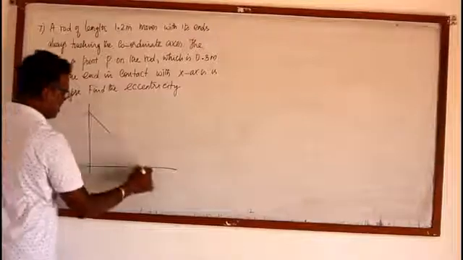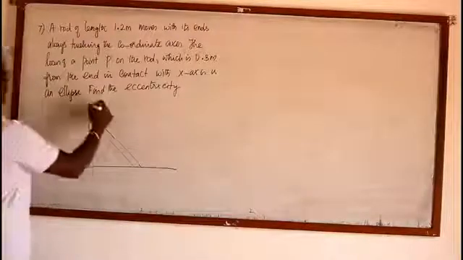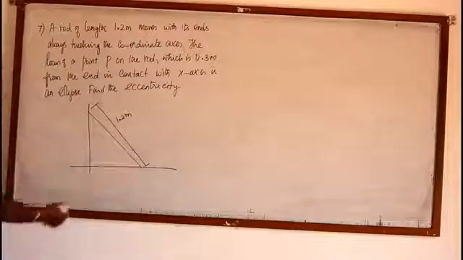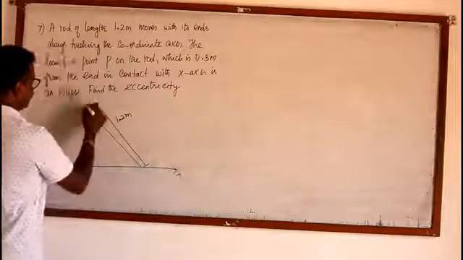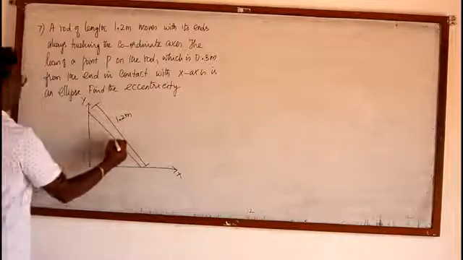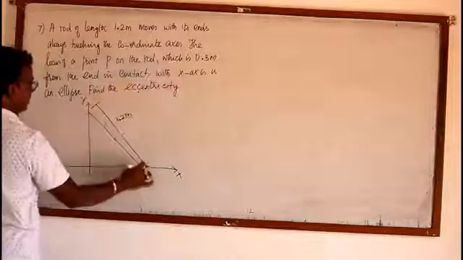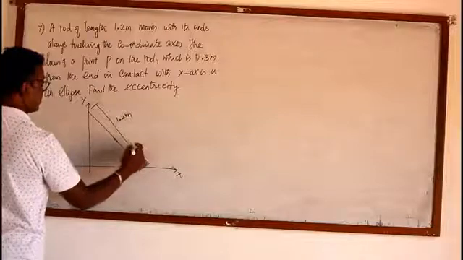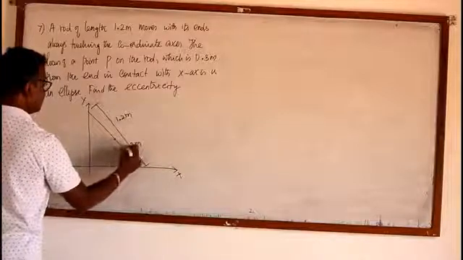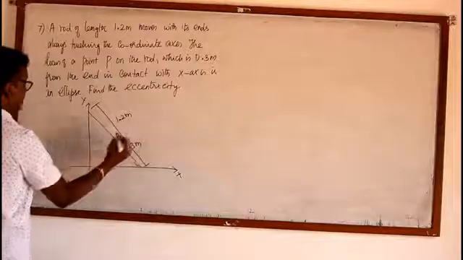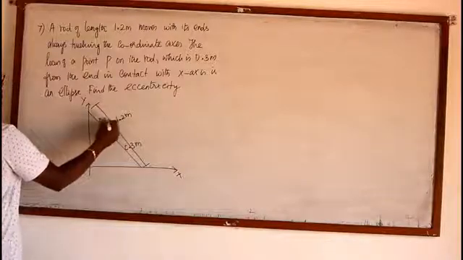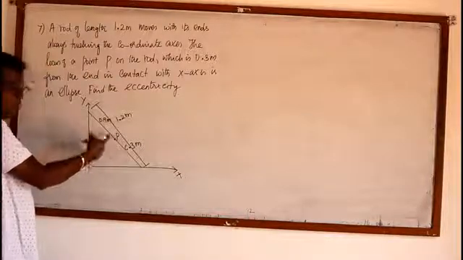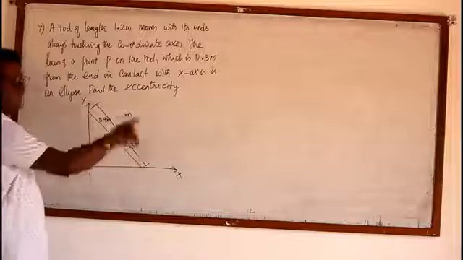There is a rod which is 1.2 meter. This 1.2 meter rod is touching both the x-axis and the y-axis. There is a point P on the rod which is 0.3 meter from the end. So this is 0.3 meter, and there is a point P. Then the remaining will be 0.9 meter. This is the case. And if I allow this point to move, the locus of this point will be an ellipse, which we have to find out.